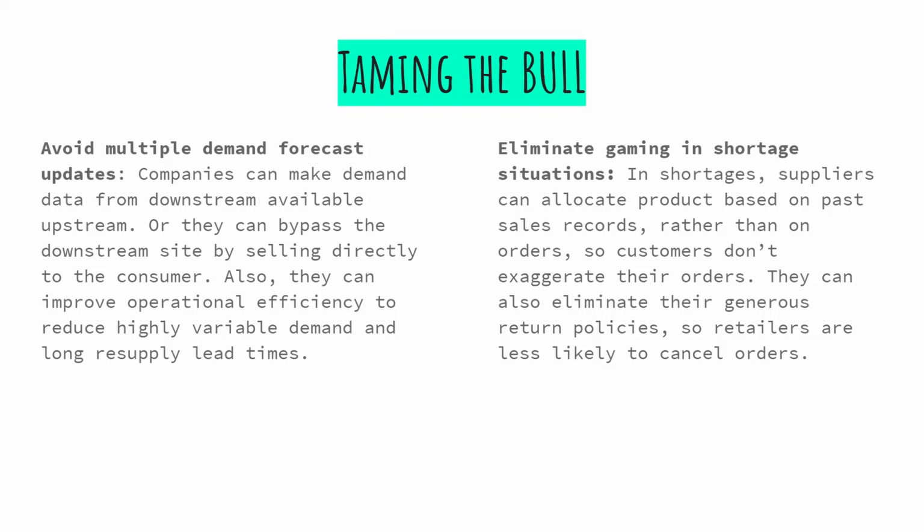Another reason was rationing and gaming. In situations of shortages, the suppliers should not rely on the orders of customers because they might exaggerate their orders for stockpiling. The suppliers should refer to past sales records and make rational decisions. They can also eliminate their generous return policies, so retailers are less likely to cancel orders.